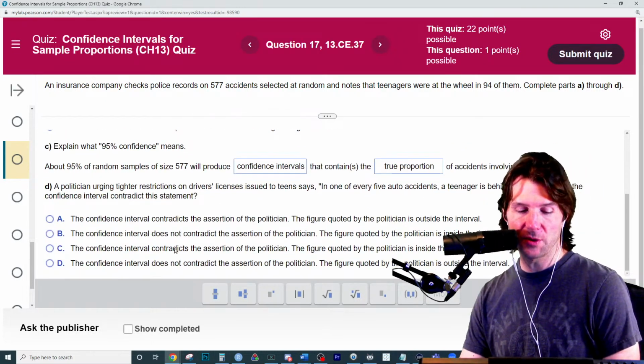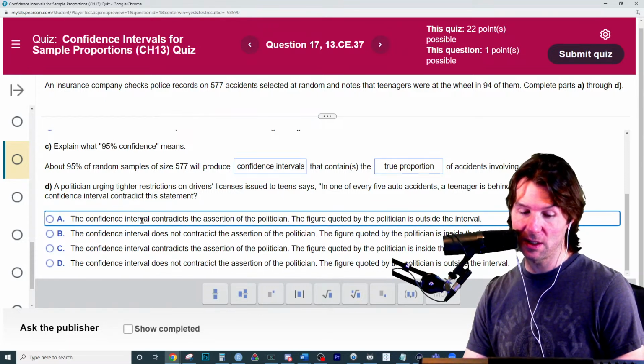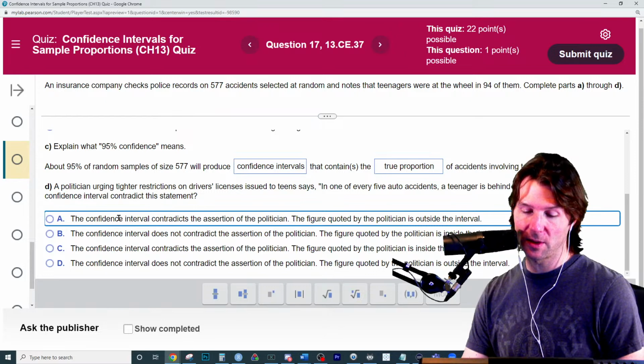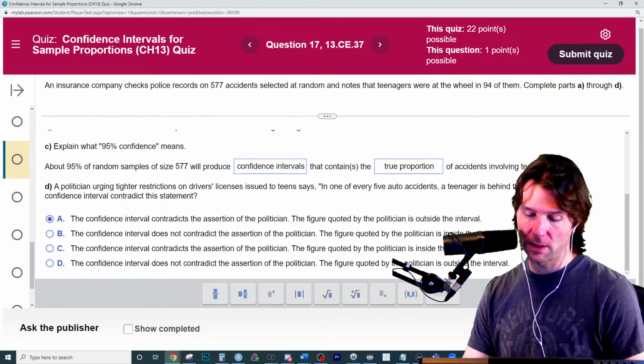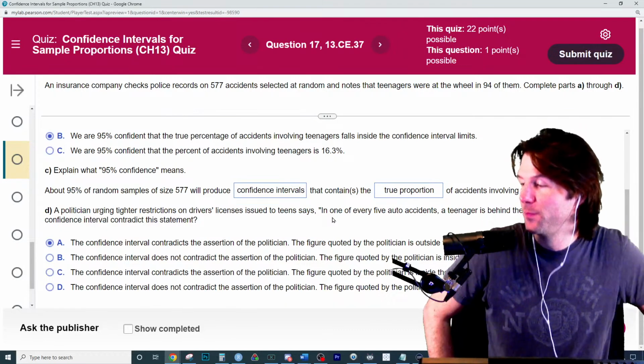So the confidence interval does not contain it. The confidence interval contradicts the assertion. The figure quoted by the politician is outside the interval. Right there. Check answers. 100%. We're getting those hundreds today. Doubt.